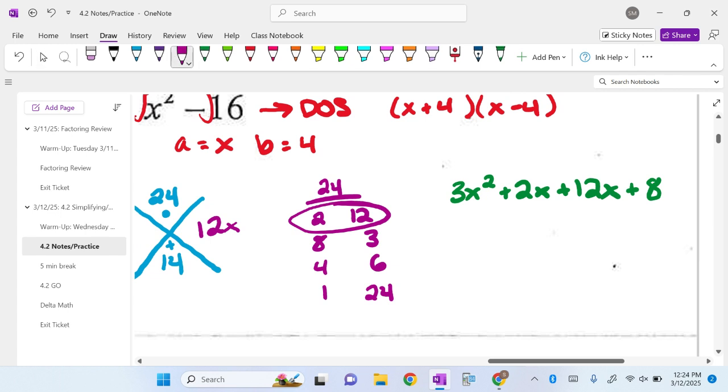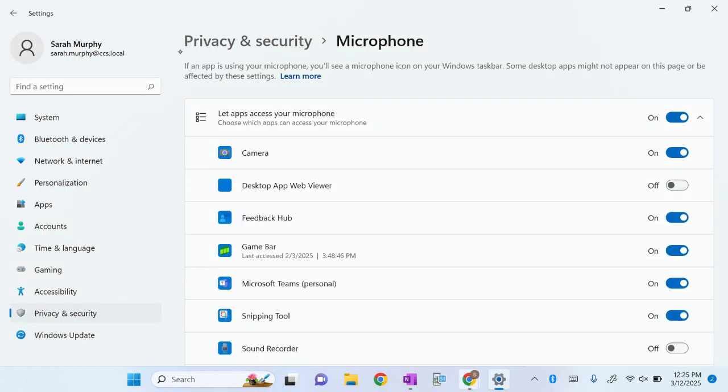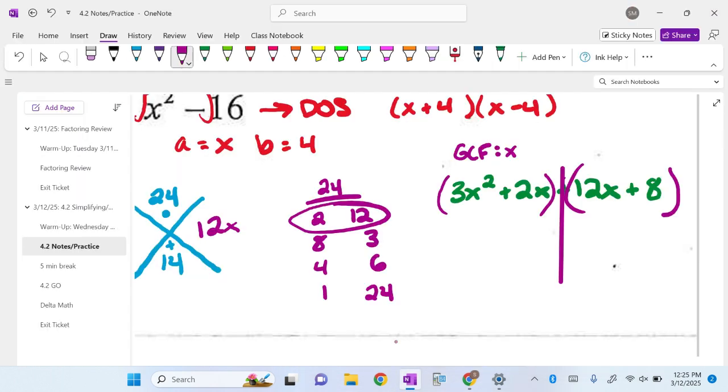Now I'm going to group the first and last two terms together. So these are together, these are together. And then I'm going to find my GCFs of the individual groups. What's my GCF of my first group? Just x. 3 and 2 don't have a GCF besides 1. But x squared and x have at least one x in common, thus the GCF is x.